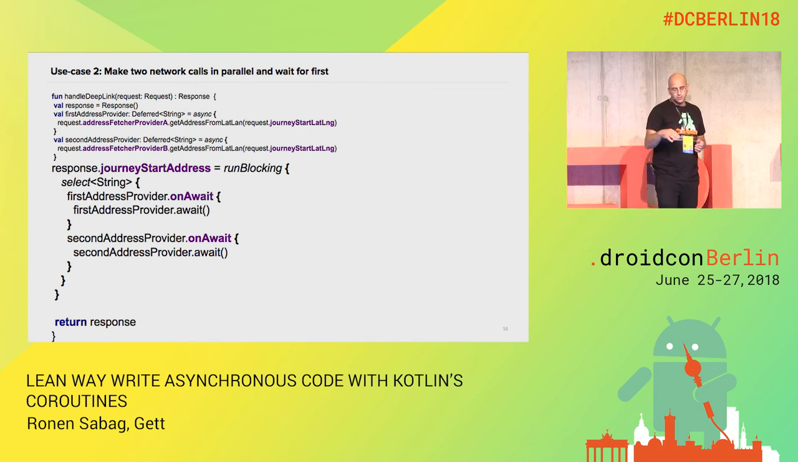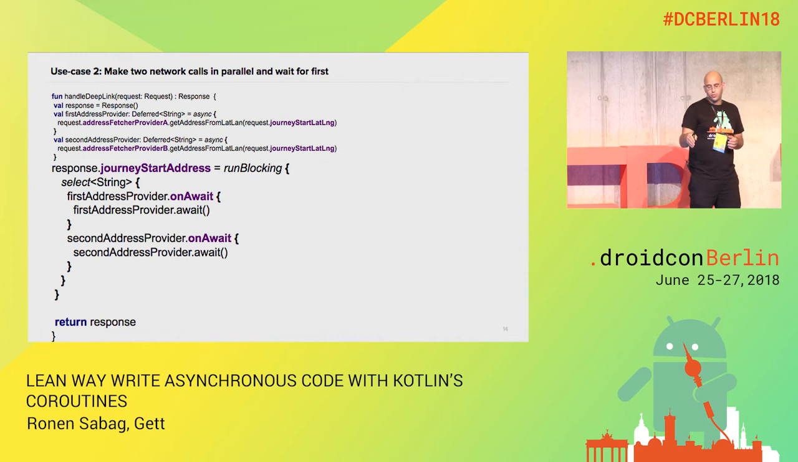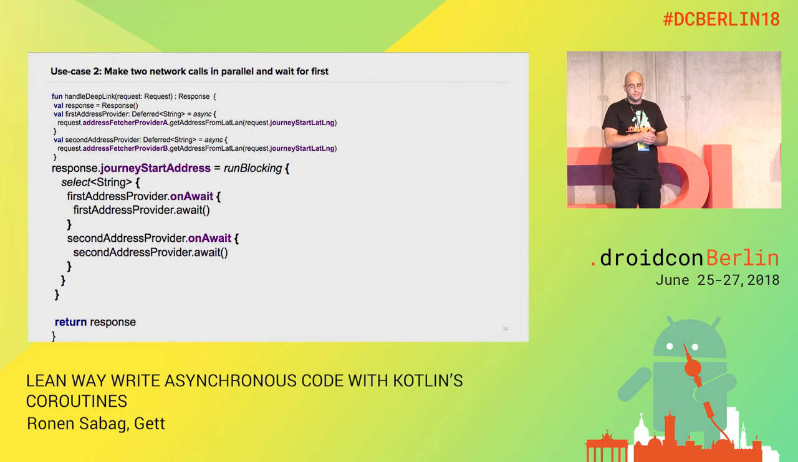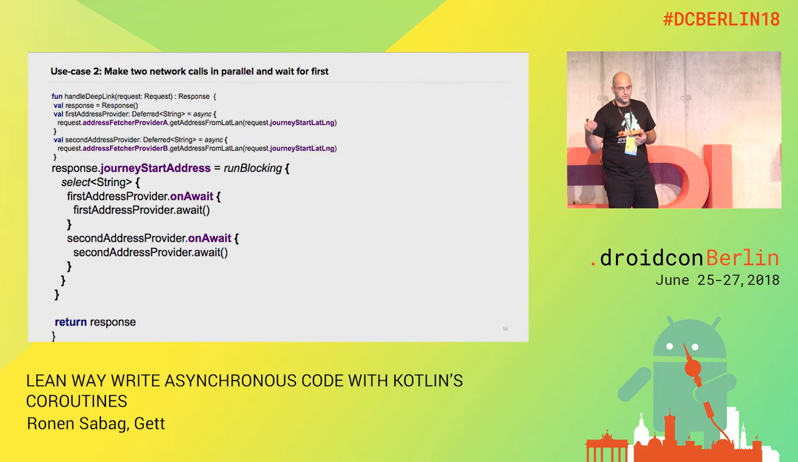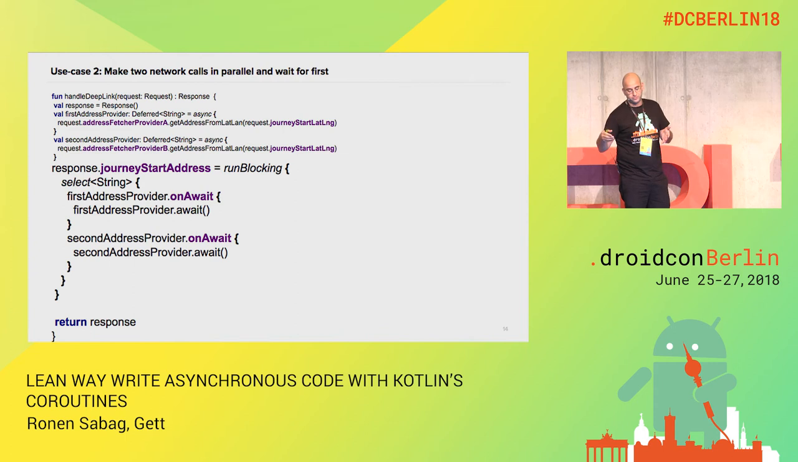So first of all, we're going to look at select. Select is another coroutine builder that knows how to select the first of these jobs that will end first. So we have the first provider that we're going to await on, and the second provider. And when I call await, it's literally going to start the work in the async. And with that, the first one that will finish, probably, of course, not Google, is going to be my best friend, the startup. We're going to get a result, and this is going to be the return value. And because we want to wait for the first one, we wrap all of that with runBlocking.